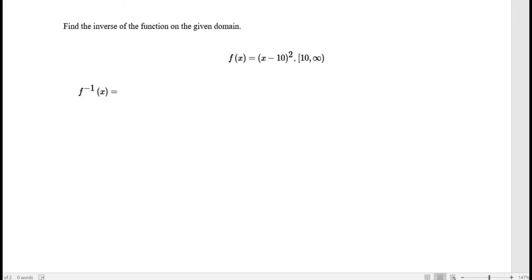So this question is from problem set 7, and it's number 7. We want to find the inverse of this function, f of x equals (x minus 10) squared, and the domain restriction is 10 to infinity. Okay, so let me give you a picture of what this is.